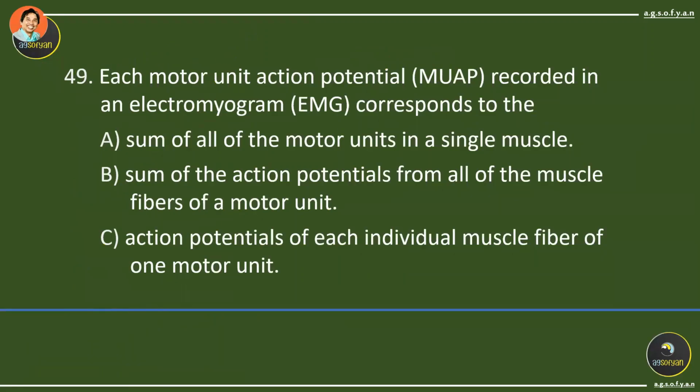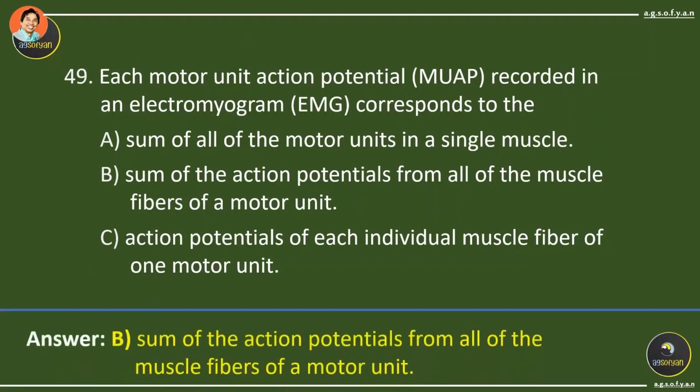Each motor unit action potential, or MUAP, recorded in the electromyogram or EMG, corresponds to A, B, or C. So this is correlated to the sum of the action potentials from all the muscle fibers. Yes. It's not only a single muscle. Okay? It's not individual. So all muscle fibers will be recorded.